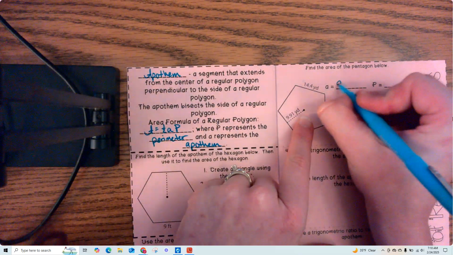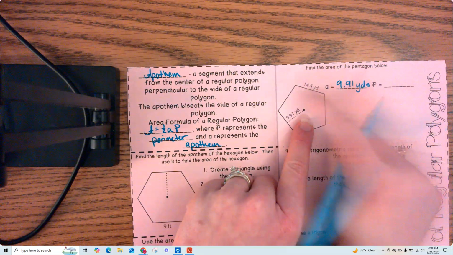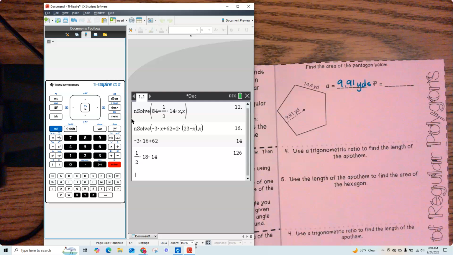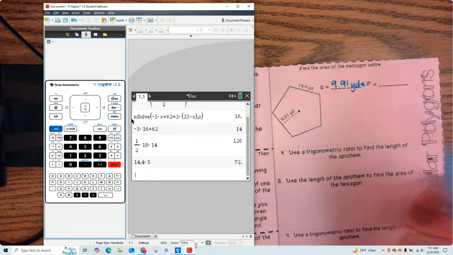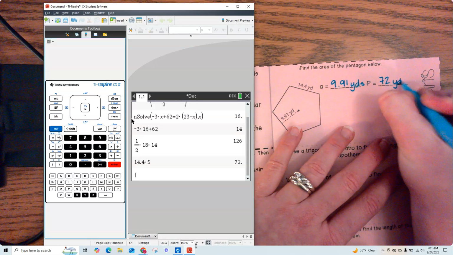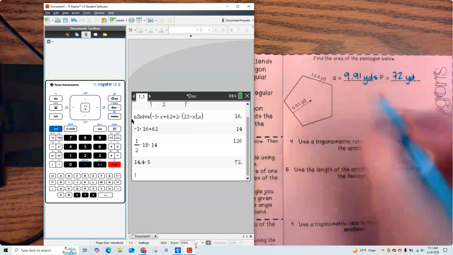So the apothem is 9.91 yards. The perimeter, so 14.4 is one side. If it's a pentagon, it has 5 sides. So we would multiply one side times 5. So that's 72 yards. And then we can plug in to our formula here.